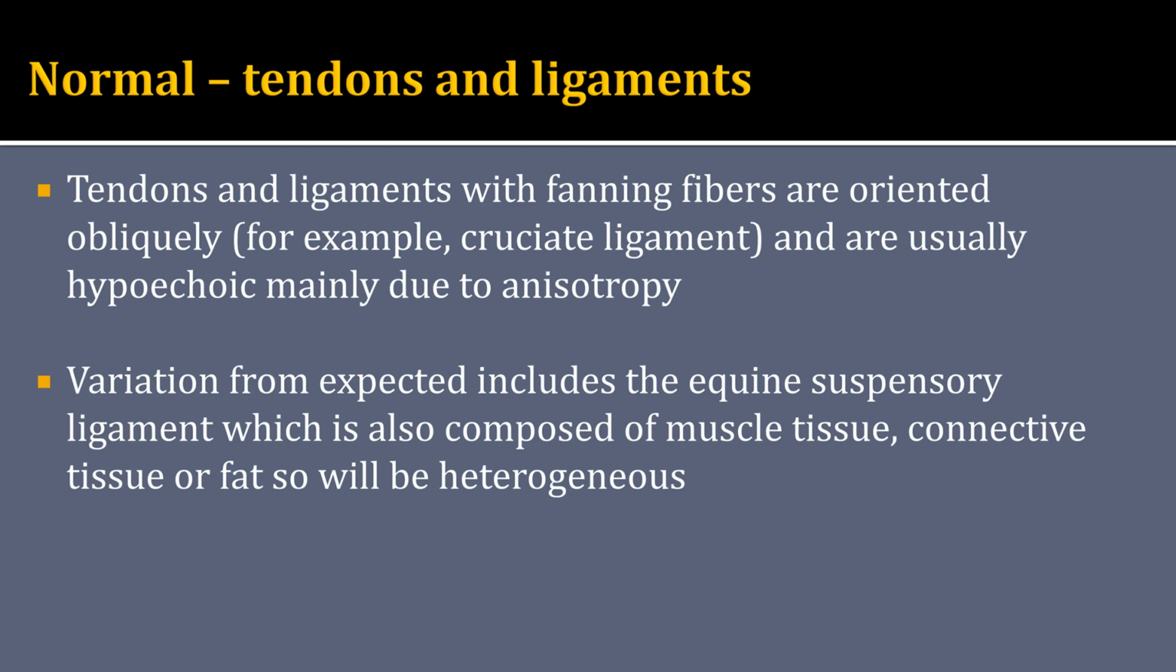Now, tendons and ligaments that have fanning fibers are oriented obliquely to our imaging plane. So, for example, the cruciate ligament, and those are usually hypoechoic, mainly due to that artifact anisotropy. Some variation from expected will happen, and specifically that might include the equine suspensory ligament, because that ligament is also composed of muscle tissue, connective tissue, and or fat, and so it will be much more heterogeneous.